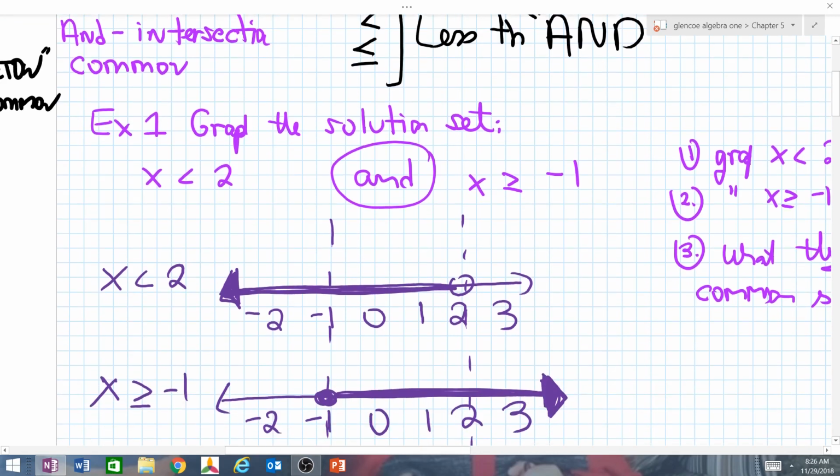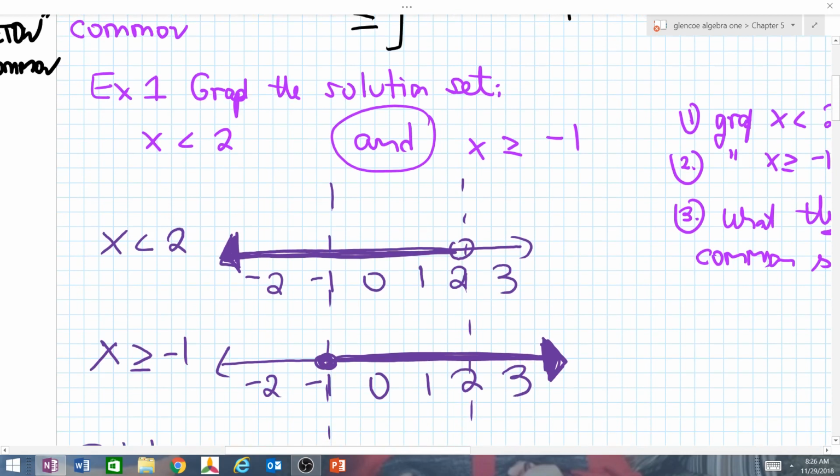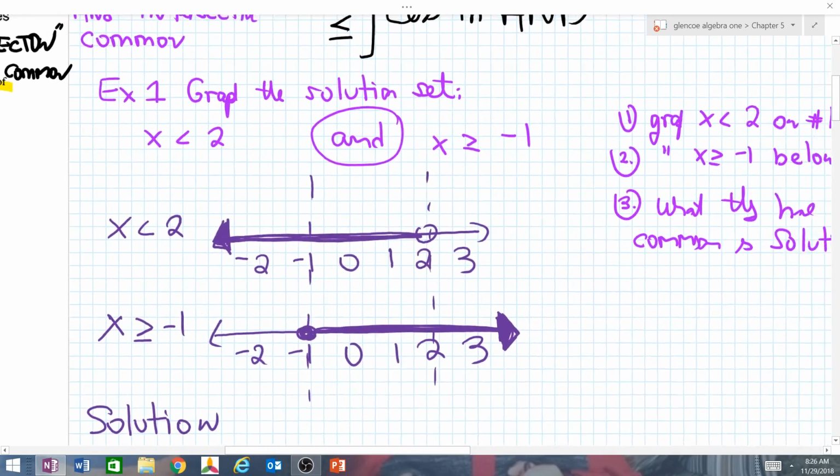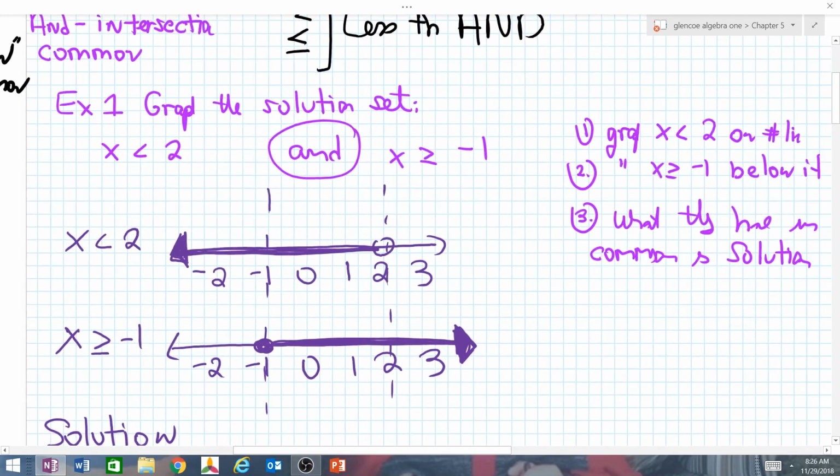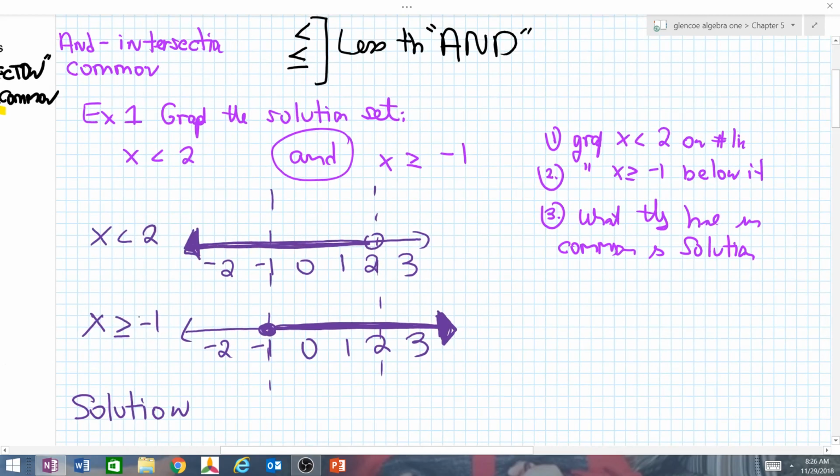So this is example 1 from your notes. It says graph the solution set of x is less than 2 and x is greater than or equal to -1. So step number 1, graph x is less than 2 on a number line. So x is less than 2. I've gone ahead, and what I want you to do is when you draw your number lines, I want you to put the same numbers directly underneath each other. Let's line everything up and be neat about it.